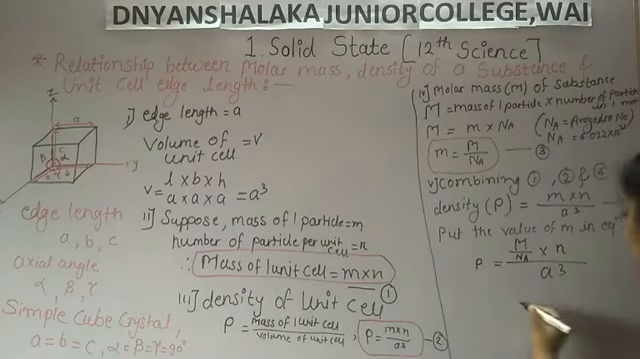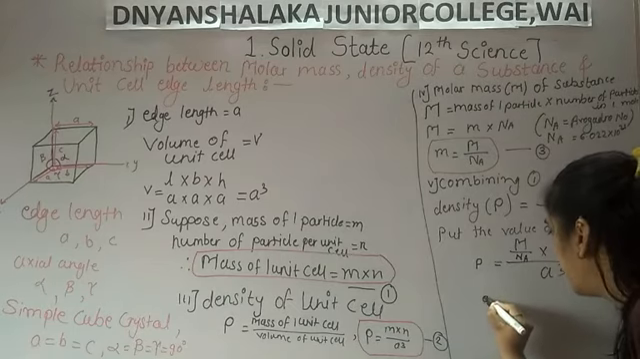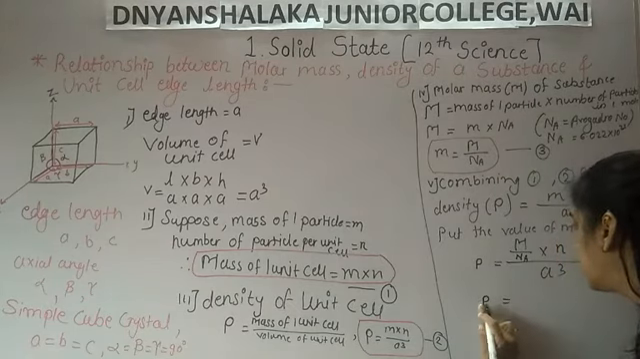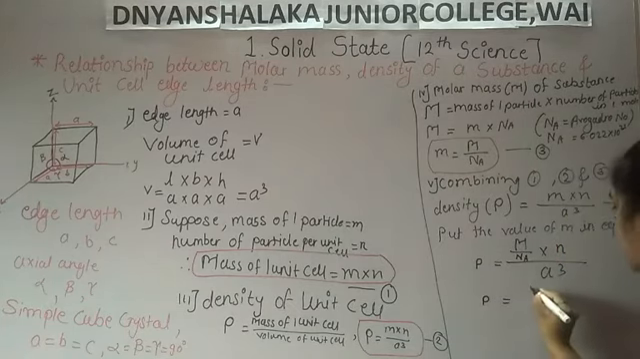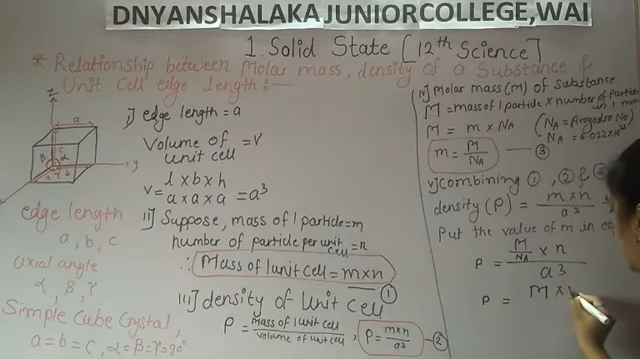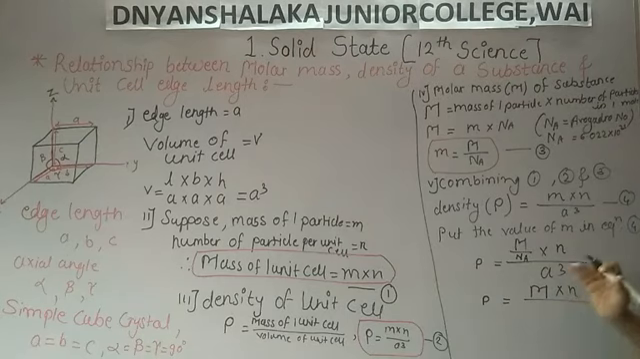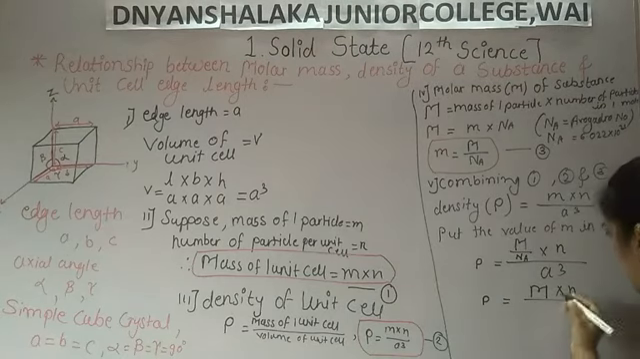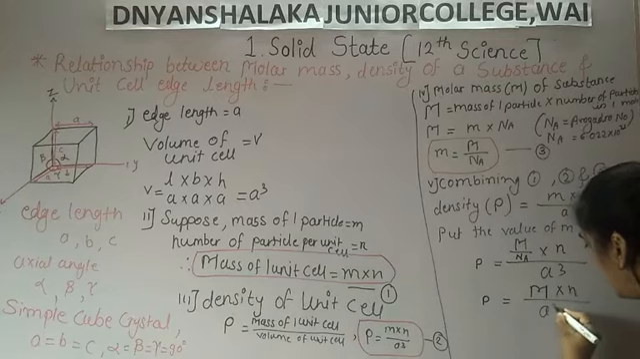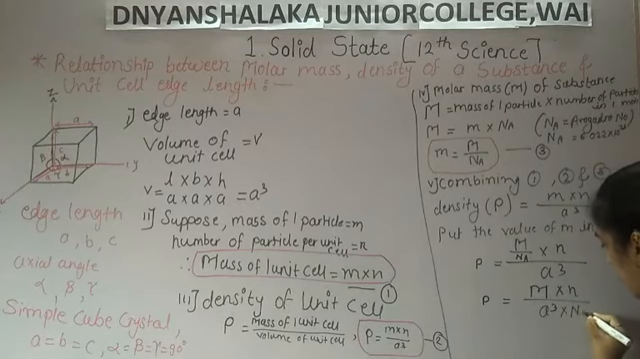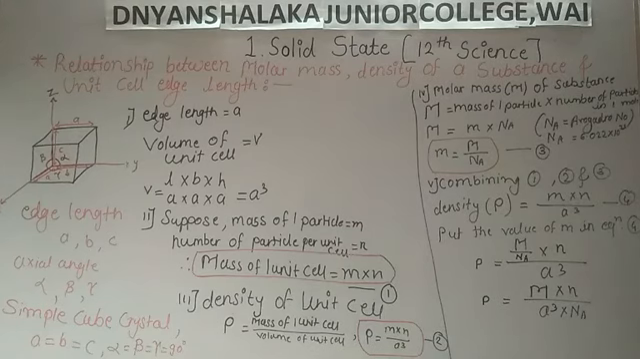So we rearrange this equation. Capital M into small n upon Na in denominator. This M is numerator, this Na is denominator. So Na goes in the denominator, a cube into Na, where Na is Avogadro number. So this is our final equation.